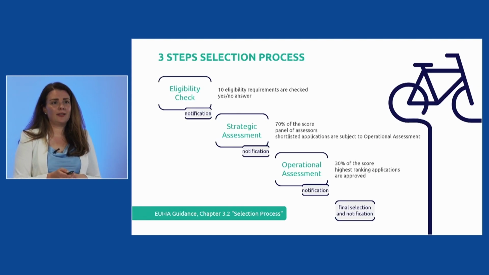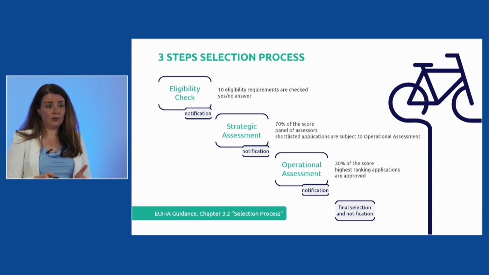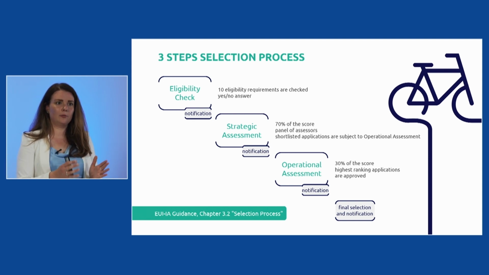Regarding our selection process, there are 3 steps. There is an eligibility check, which is a simple yes-no kind of process. We check the eligibility of your urban authority. We check if all partners are located in EU member states, etc. So a very, very straightforward process.